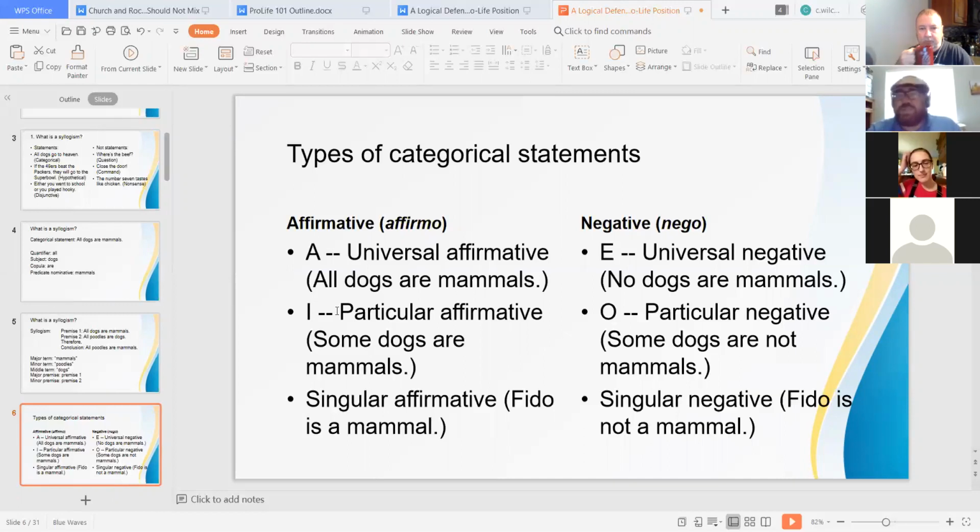And so conversely, universal negative, these negative statements deny something about the subject. So the universal negative, no dogs are mammals, deals with all dogs and saying they are not mammals, so it's universal. The particular negative, some dogs are not mammals, it's particular because, again, just dealing with some dogs. And then Fido is not a mammal is singular negative. And the same way we get them for the affirmative statements, we derive the E and the O names for these statements because it comes from the Latin term for negative, which is nego. So we get the E and the O from that word as well.